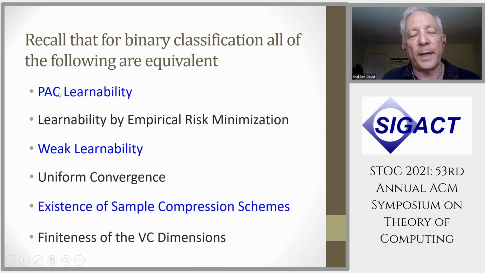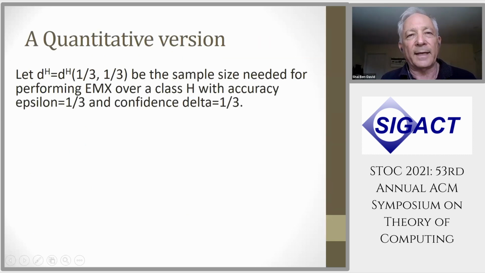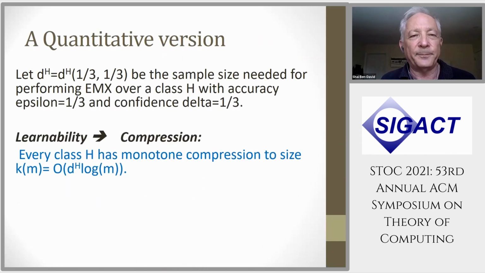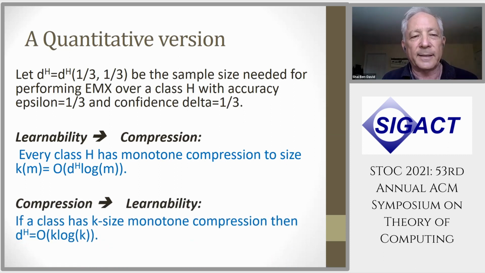The blue, the ones that remain. Learnability, EMX learnability is equivalent to weak learnability. It's equivalent to sample compression, but even quantitatively, every class has a monotone compression of size logarithmic in m if and only if it is learnable up to a precision of a third in the EMX model with m many examples. So we have a total equivalence between this game, how many points Alice has to send to Bob, and the sample size needed for EMX learnability.